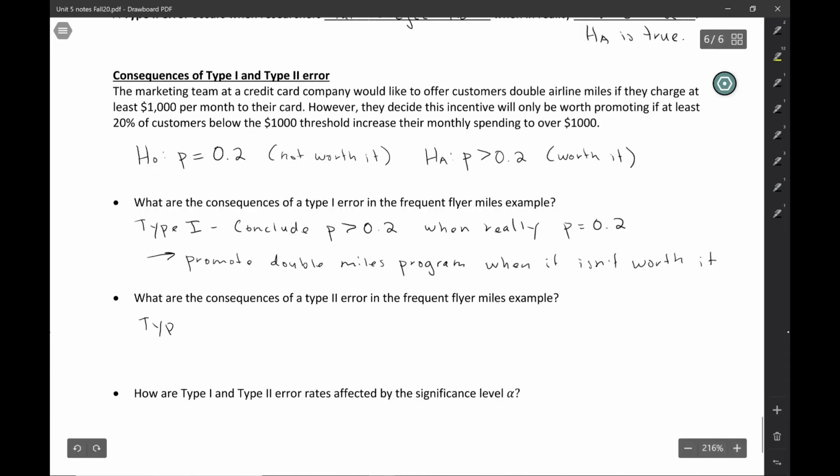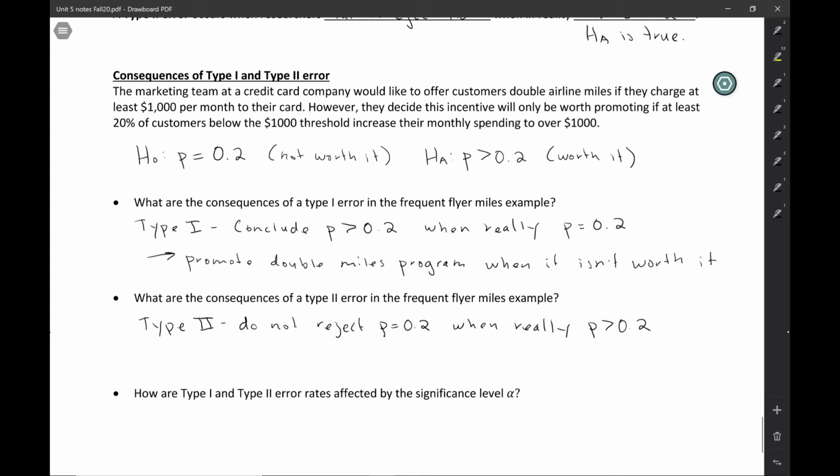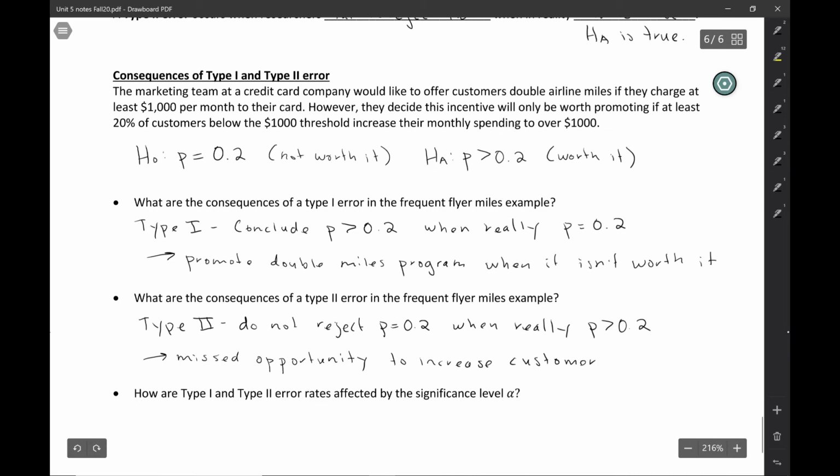A type 2 error occurs when we don't have enough evidence to reject the null. So we do not reject p equals 0.2, when really the proportion is greater than 0.2. So the double miles program actually was worth it, but we weren't able to prove that based on our data. So the consequence would be a missed opportunity. This is a pretty common interpretation of a type 2 error. So it's a missed opportunity to increase customer spending. So when we don't have enough data to draw our conclusion, sometimes we miss out on opportunities.